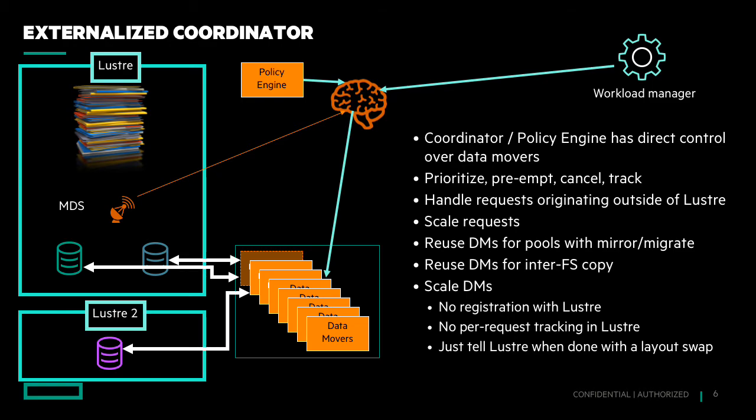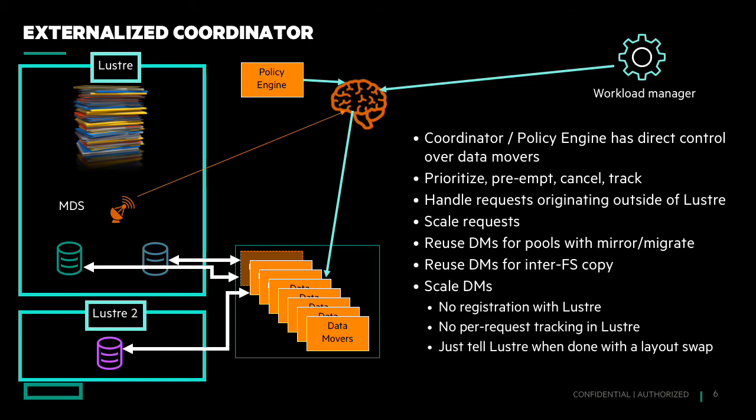So the brain has no further involvement with Lustre. In fact, the brain doesn't actually need to have Lustre mounted at all. It receives requests through, for example, some kind of API. It manages and manipulates these requests, prioritizes the requests, and it manages data movers by itself. It chooses how many data movers to use, and forwards on these requests at its own prioritization scheme to the data movers.